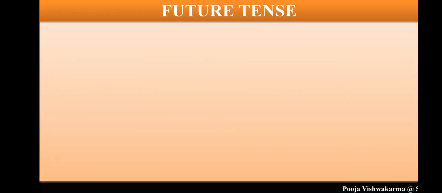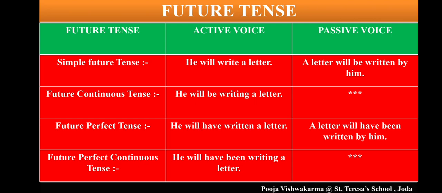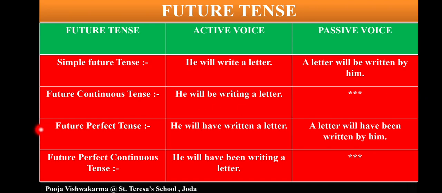For future tense, children, let's have a look. For simple future tense, he will write a letter; a letter will be written by him. Future continuous tense and future perfect continuous tense do not have a passive voice. So that is why there is a cross made there in the passive voice column. For future perfect tense, he will have written a letter; a letter will have been written by him. We are going to use been here in future perfect tense while changing from active to passive.